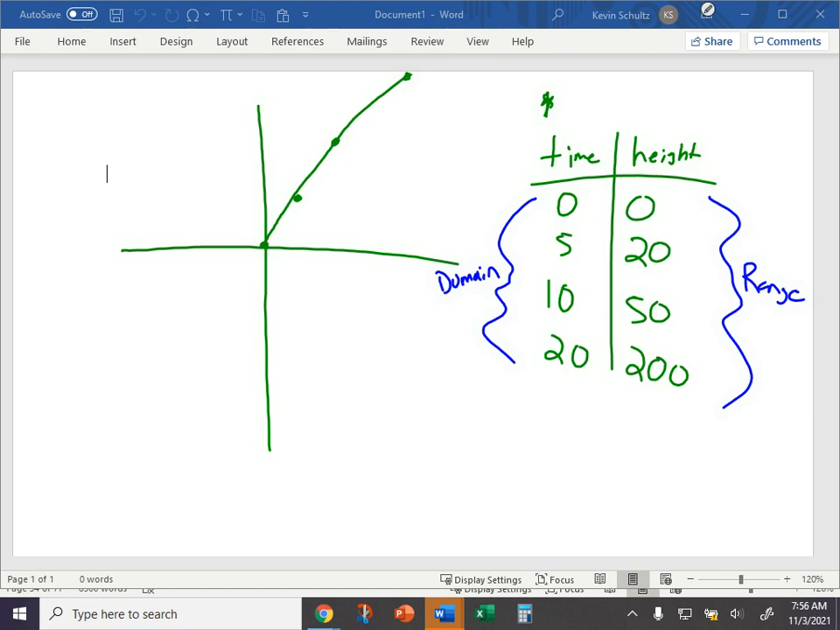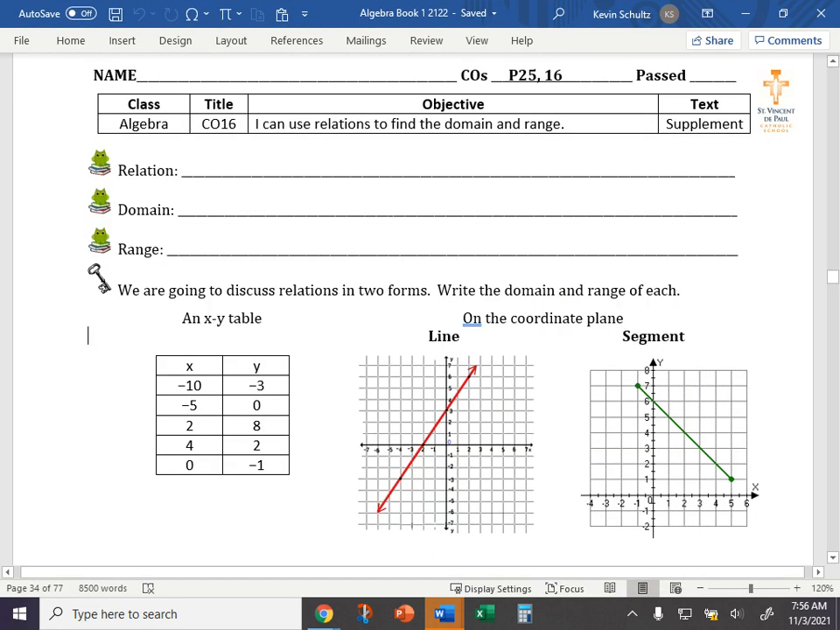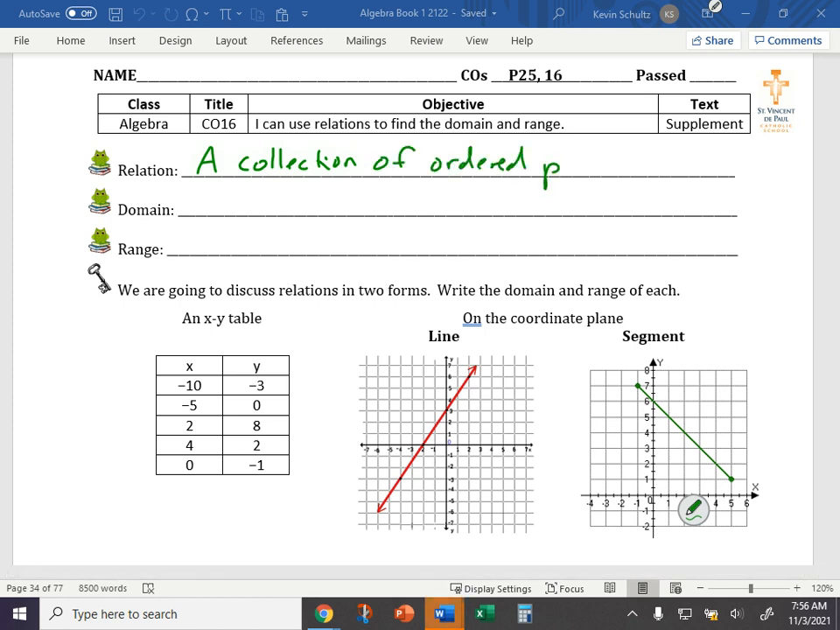So let's get some official definitions up here. Okay? A relation is a collection of ordered pairs. A collection of ordered pairs. So whether those ordered pairs are in a function table, an XY table, input-output table, they're all the same. Whether it's on a graph, as you see, we've got two examples here. One's a line, one's a segment. All three of these examples here are relations. It's a collection of ordered pairs.